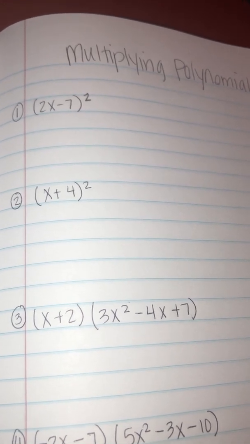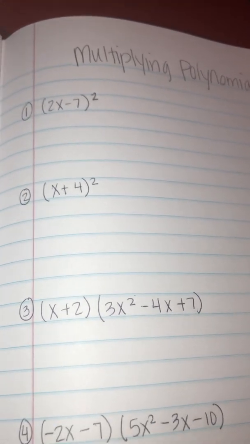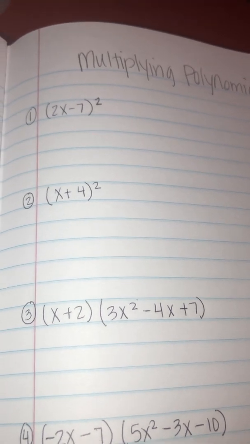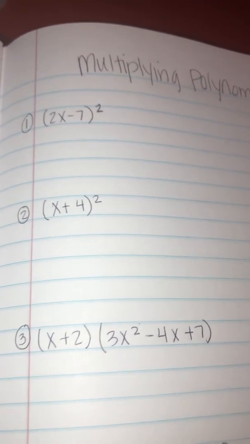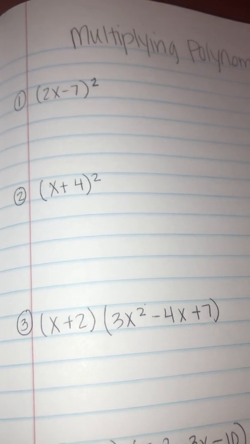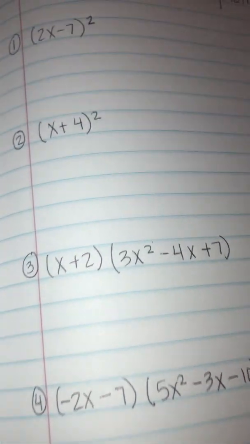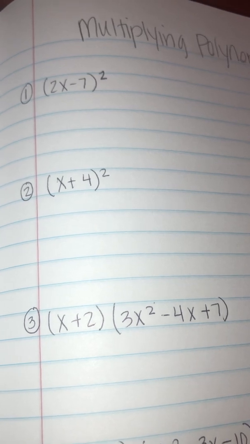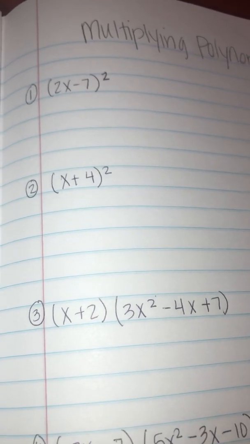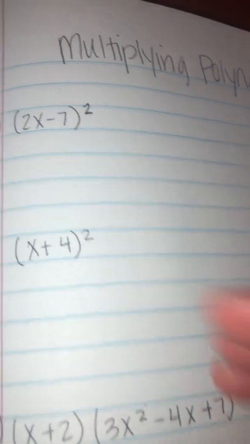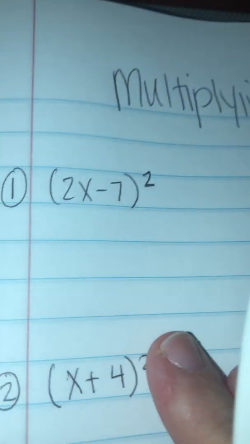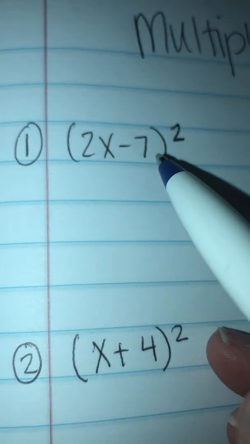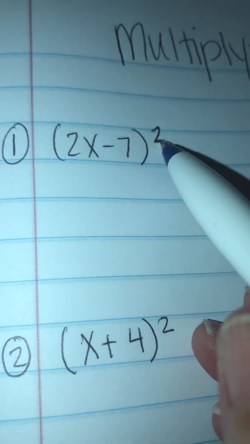Alright, so we're going to continue with polynomials and multiplying them in your journals. On the right side, we're going to do these 4 and then some more. These are problems that you don't see on your notes, and it's an extension to what you have on your notes. So this first one here, it says 2x minus 7 to the power of 2.